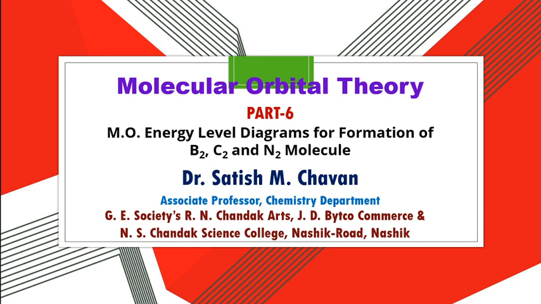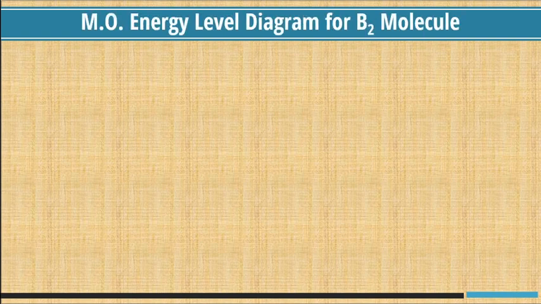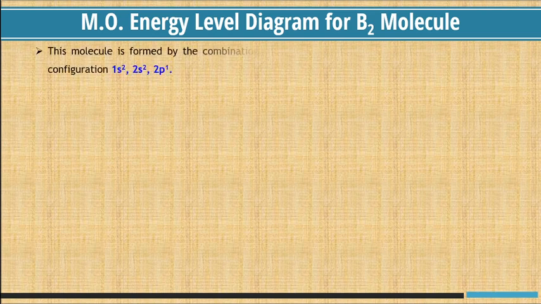In this video, we will learn the molecular orbital energy level diagram for the formation of B2, C2 and N2 molecules. Let us begin our story with the molecular orbital energy level diagram for the B2 molecule.